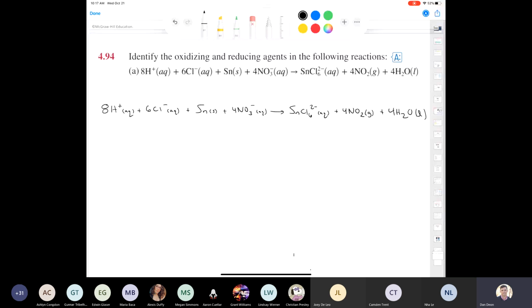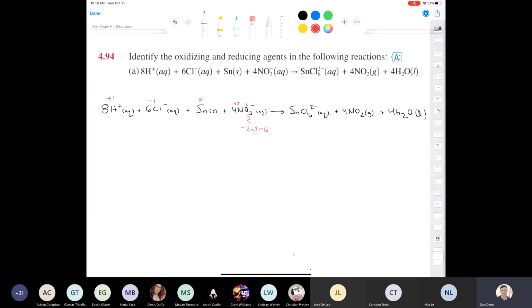Now, in order for you to solve this problem, you got to be pretty quick with your assigning oxidation numbers, or it would take you all day to solve this. The proton, H plus, obviously has an oxidation number of +1. Chloride obviously has an oxidation number of -1. Tin in its pure form is 0. Now, if we examine the nitrate, the oxygen has an oxidation number of -2 times 3 is -6. What plus -6 gives me -1? The answer is +5. So we have a +5 for our nitrogen and a -2 for our oxygen.